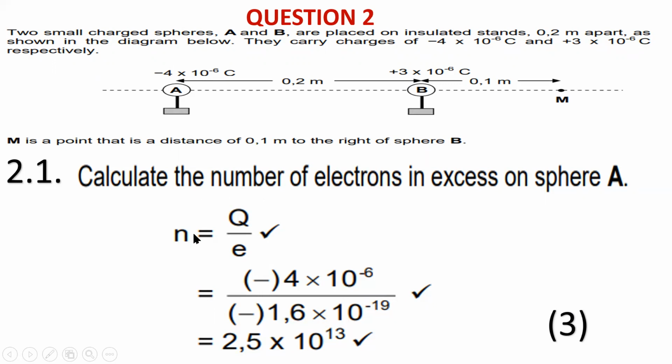So writing the formula is 1 mark, the solution is 1 mark, and then the final answer is 1 mark. As you see, there is no unit because the charge of sphere A is in coulombs, and the charge of an electron is also in coulombs, and the coulombs cancel each other. So the answer is 2.5 times 10 to the power of 13 electrons, you can say, but there is no unit. We don't need units. 3 marks coming from this, 5 marks total now.